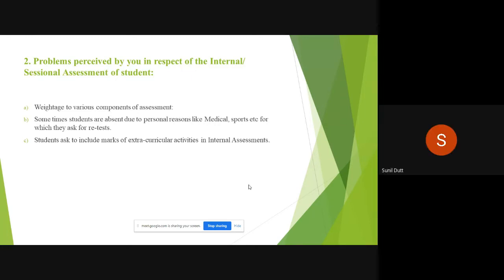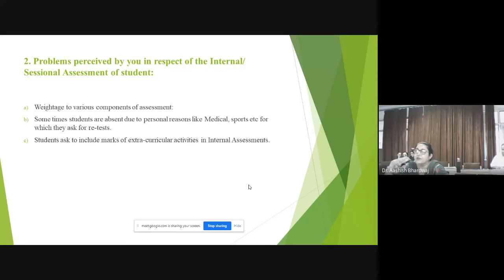Ma'am, do you return the assignments on time to the student with the remarks on what the gaps are? Yes, sir, definitely. Most of the time, the assignments are checked in front of the students only, so that whatever problems they encounter, the teacher explains them. Students also come up with their problems and questions if the difficulty level is high, and those are even discussed in the tutorial classes also, sir.